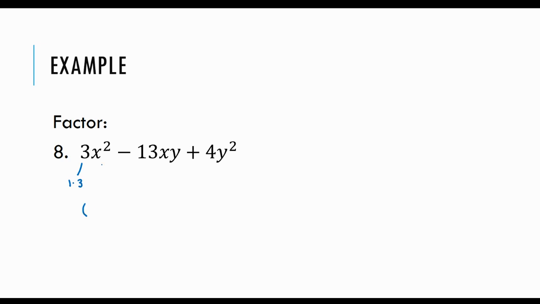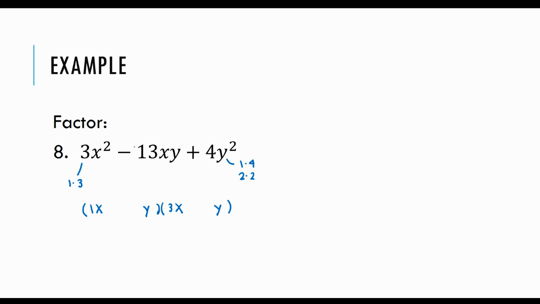So I know that there's only one way to multiply to get 3x squared. So it's going to be a 1x, and it's going to be a 3x. And once again, you don't have to write the 1 with the x. If I look at the last term, I've got a 4 in front of a y squared. Well, I know 4 is 1 times 4 or 2 times 2. But notice that because there's that variable at the end and it's a y squared, I know I'm going to have a y with each of those numbers at the end.